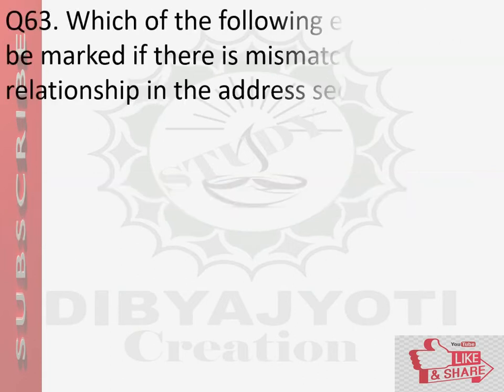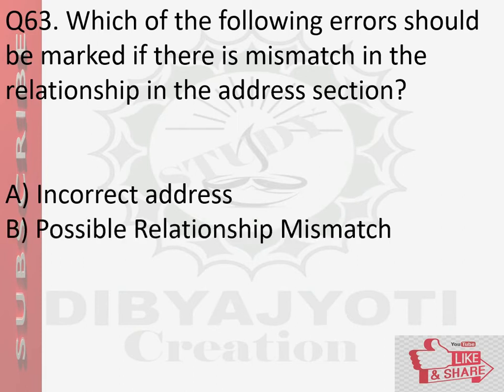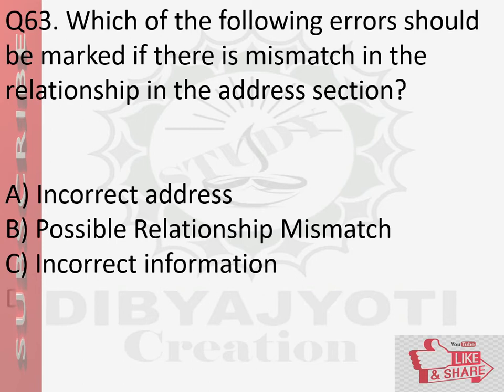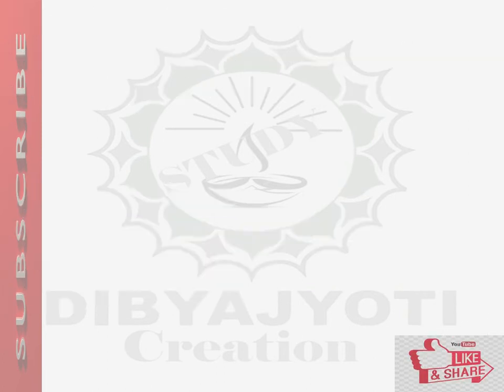Then next, which of the following errors should be marked if there is a mismatch in the relationship in the address section? Options are option A incorrect address, option B possible relationship mismatch, option C incorrect information, option D incomplete address, and the answer is option B, possible relationship mismatch.